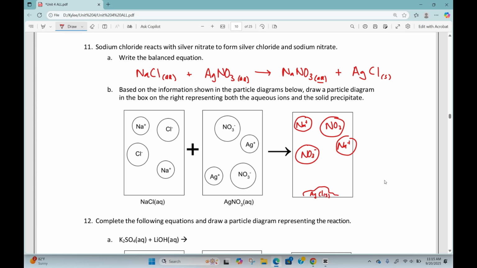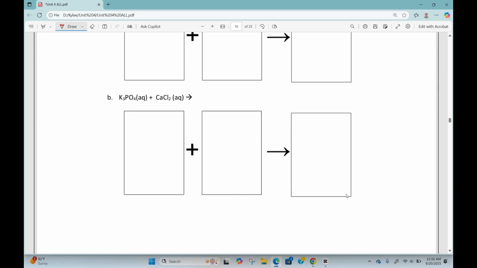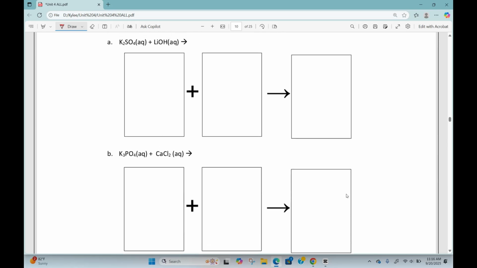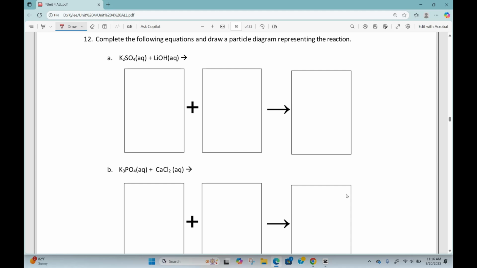So this is where we would have to use our context clues as to how they want that solid to be represented. If they said something along the lines of make sure to show every particle, then I would do the other one where I showed each individual sodium chloride or silver chloride. So now we've got just the last couple of practice problems here with double replacement reactions.